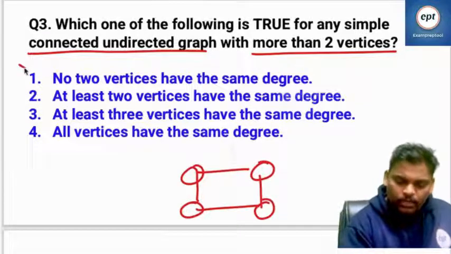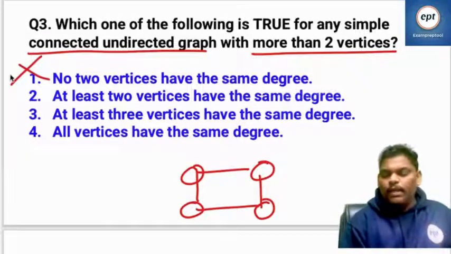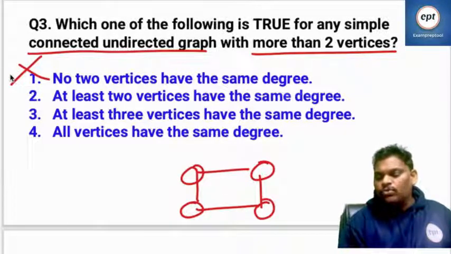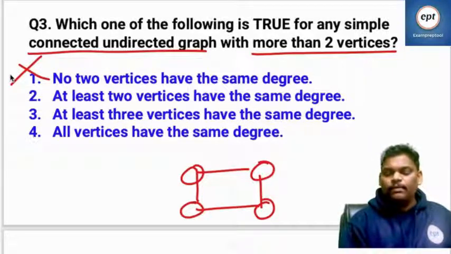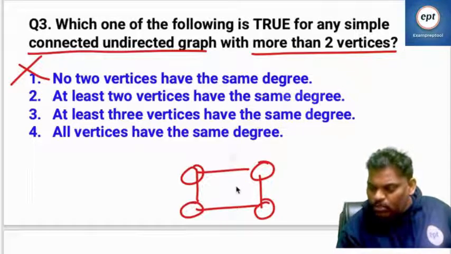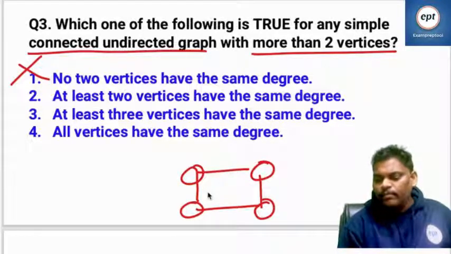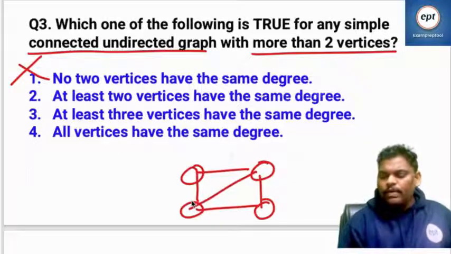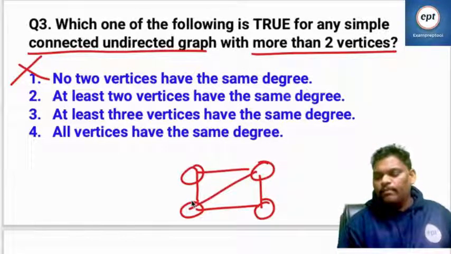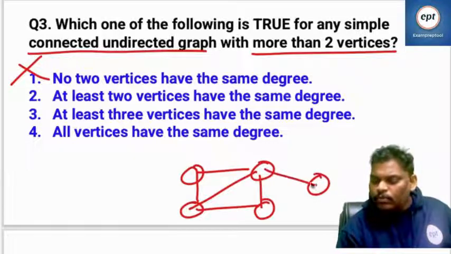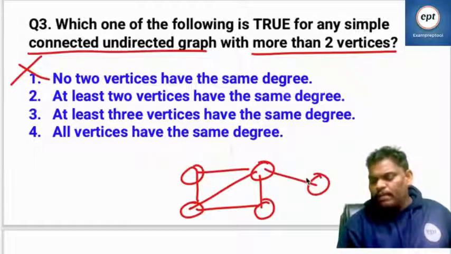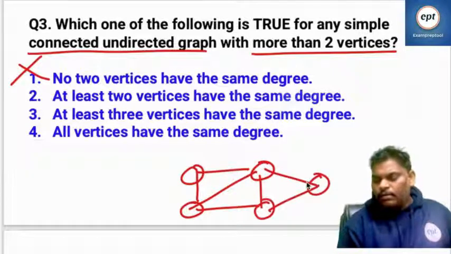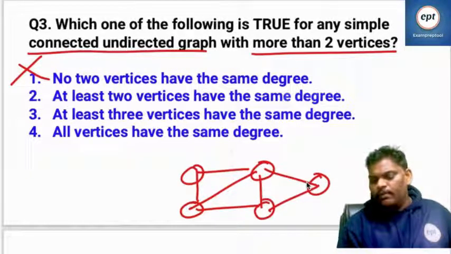So, one cannot be true. At least two vertices have the same degree. So I think in this diagram, at least two are having the same degree. Let me write this one: at least two have the same degree.